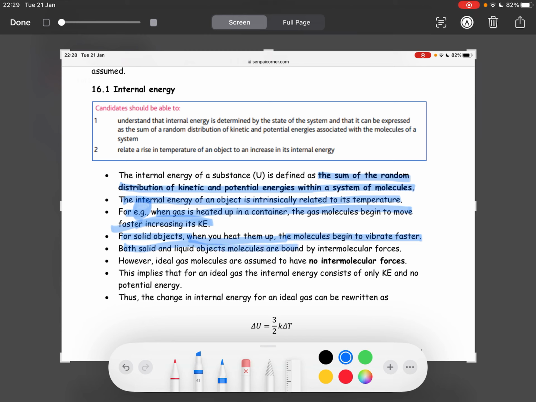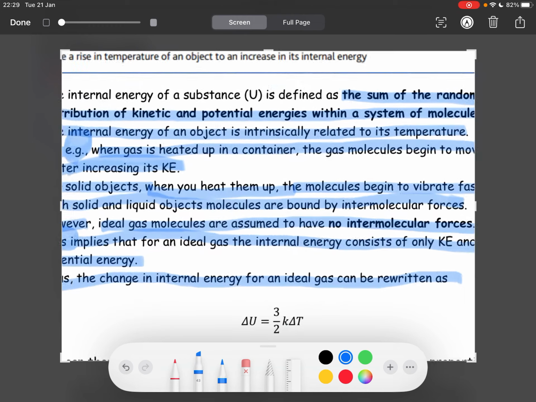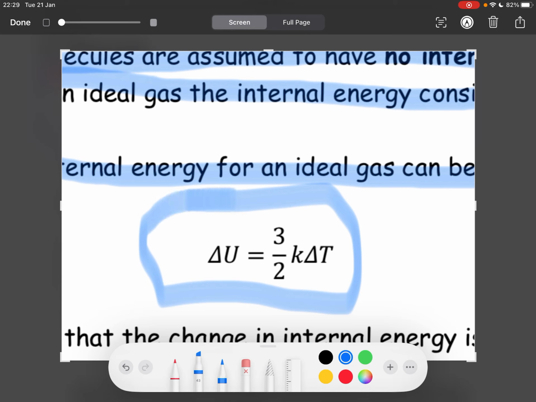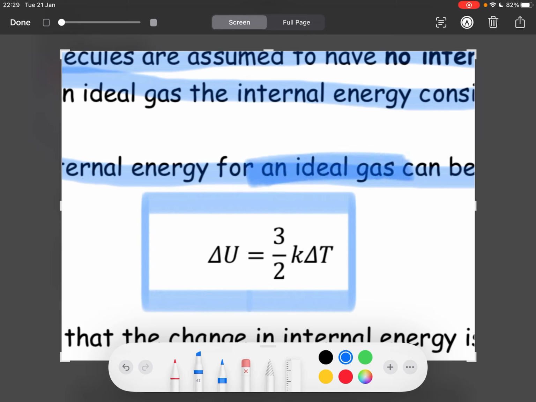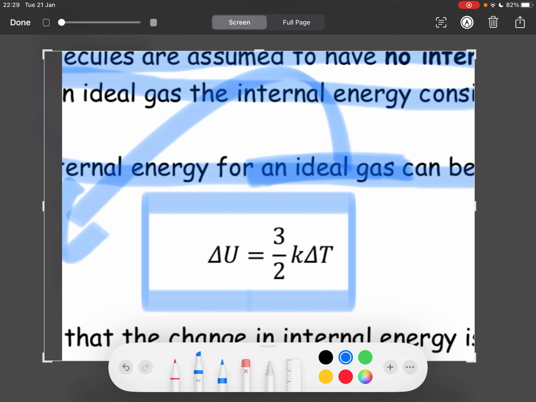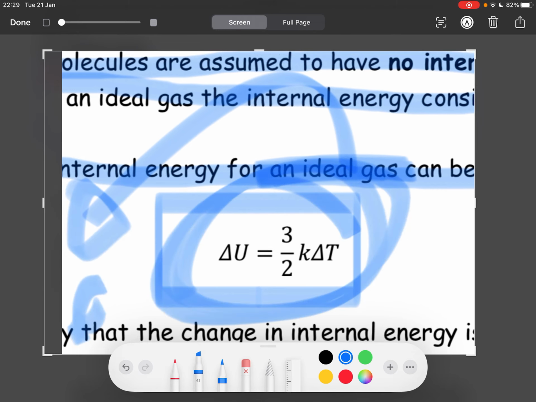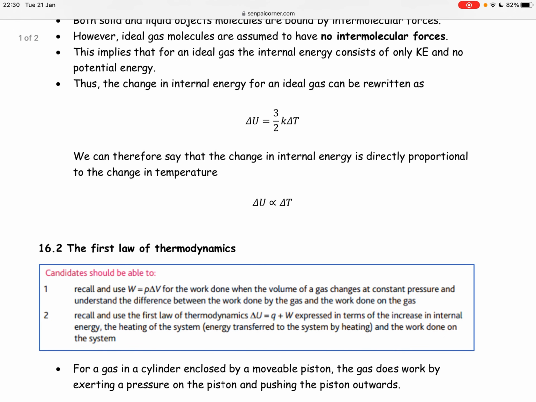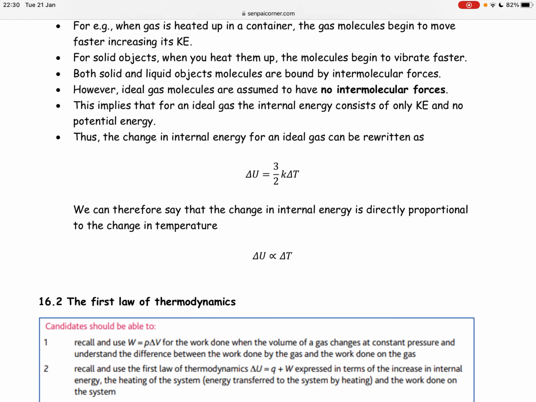Both solid and liquid objects' molecules are bound by intermolecular forces. However, ideal gas molecules are assumed to have no intermolecular forces. This implies that for an ideal gas, as the internal energy consists of only kinetic energy and no potential energy, the change in internal energy for an ideal gas can be written like this. Okay? This is another formula that we haven't covered earlier, because this is for ideal gas, which we covered, I think, earlier in the ideal gas chapter. But this is the formula: delta U equals 3/2 k delta T. We can therefore say that the change in internal energy is directly proportional to the change in temperature.